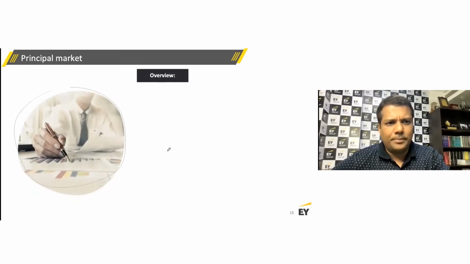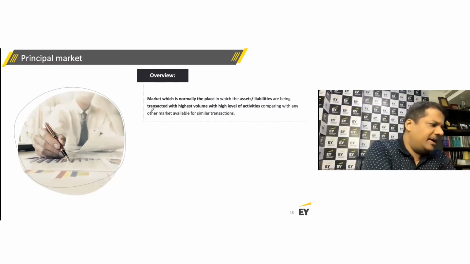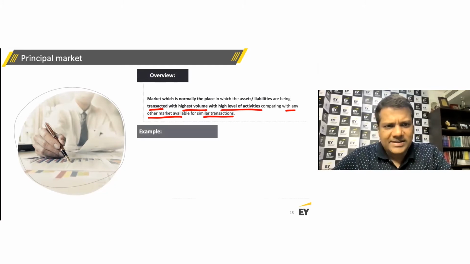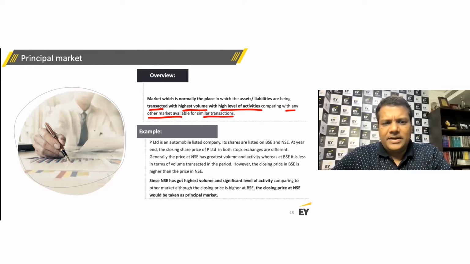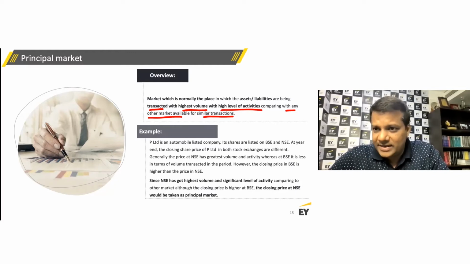And we will try and understand this with the help of an example. So what's the principal market? The market which is normally the place in which the asset or liabilities are being transacted with the highest volume, with a high level of activity, compared with any other market available for similar transactions. Example, P Limited is an automobile listed company. Its shares are listed on BSE and NSE. At year end, the closing share price of P Limited in both stock exchanges is different. Generally, NSE has the greatest volume and activity, whereas at BSE, it is less in terms of volume transacted in the period. However, the closing price in BSE is higher than the price in NSE.